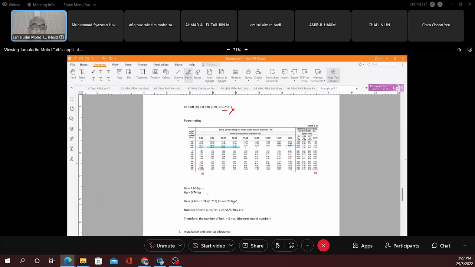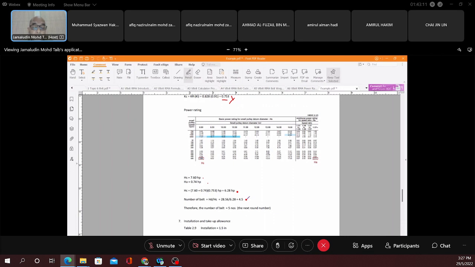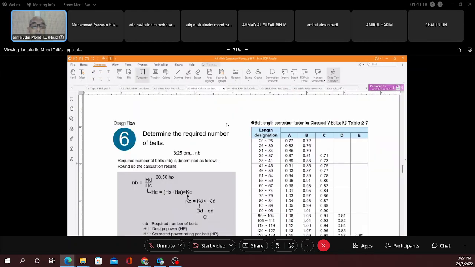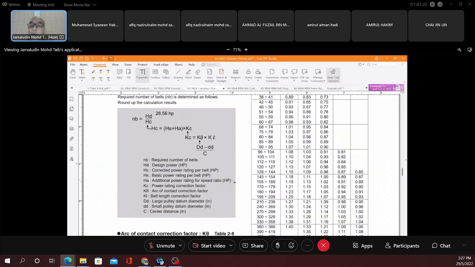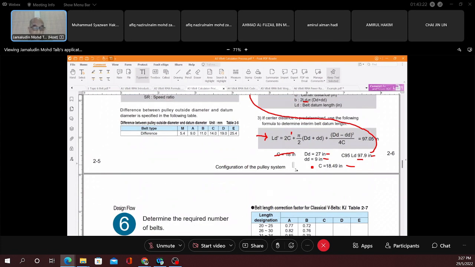0.573, roughly 0.628. Then the number will be 4.5. Then you get the next number, going to be 5. That means what you need to have here is 5 C95 belts.